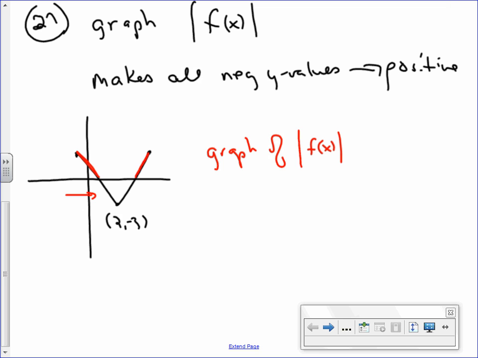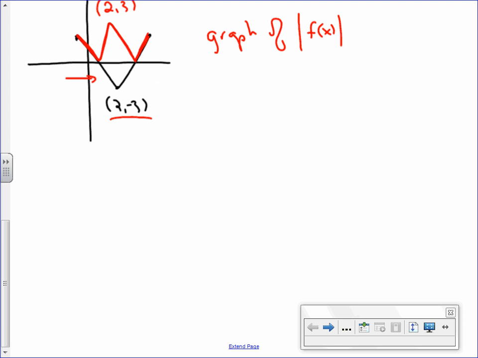But this piece down here that's got all these negative y values is going to flip up to the top like that. And that point 2, -3 will become the point 2, +3. It'll flip up the exact same height. So the black line was the original graph, and the red line is the absolute value graph. Let me give you another graphic example of what that looks like.